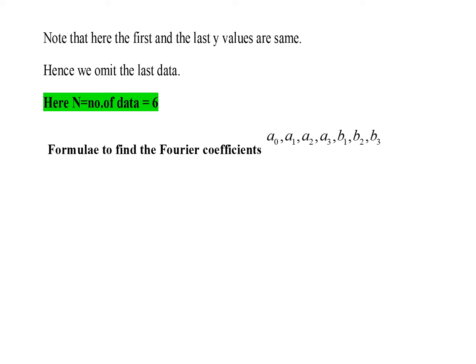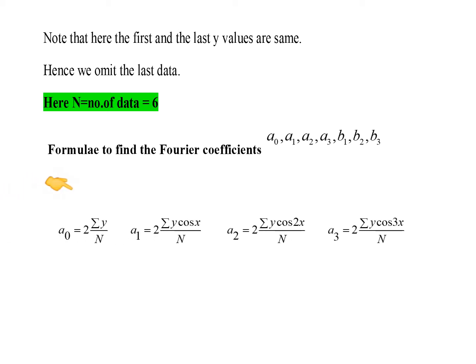And let us now write the formula to find all these constants. These are the formulas for A0, A1, A2, A3. Remember, we are doing the problem in 0 to 2 pi. So we have these set of formulae. And now we should move on to find the values of these constants. So if you observe, A0 is 2 into sigma y by N. So what is sigma y? The values of y you have to add.